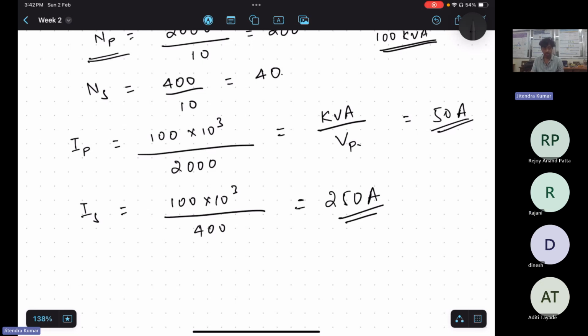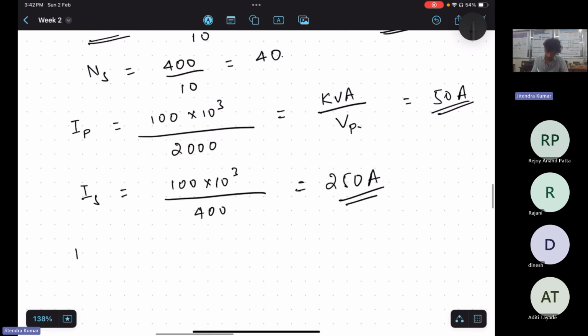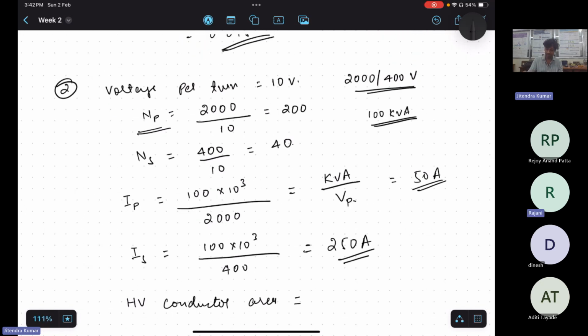Now you know the current density. So I think you can calculate the conductor area in HV as well as in LV. What will be the HV conductor area? What is the value of current in the high voltage winding? Which one is the high voltage winding, primary or secondary? The primary, 2000 volt.